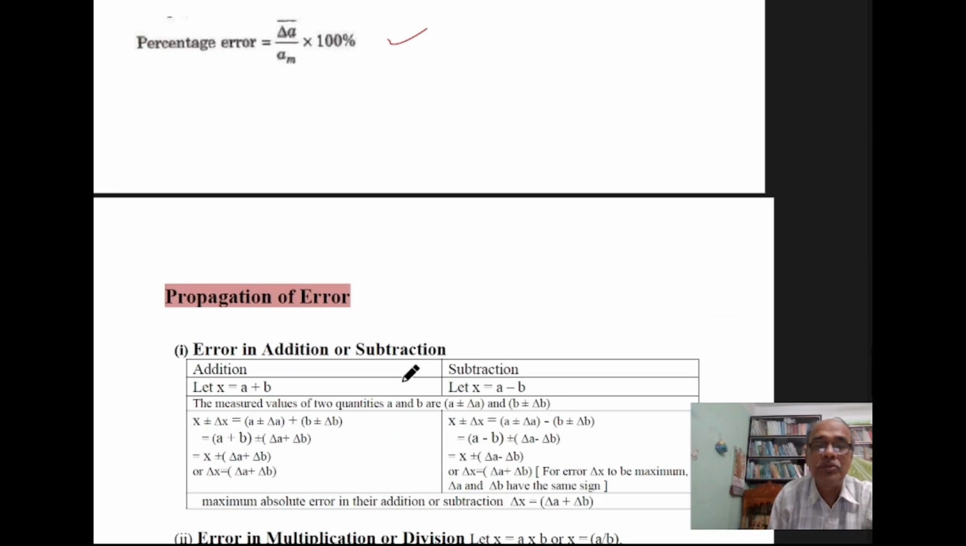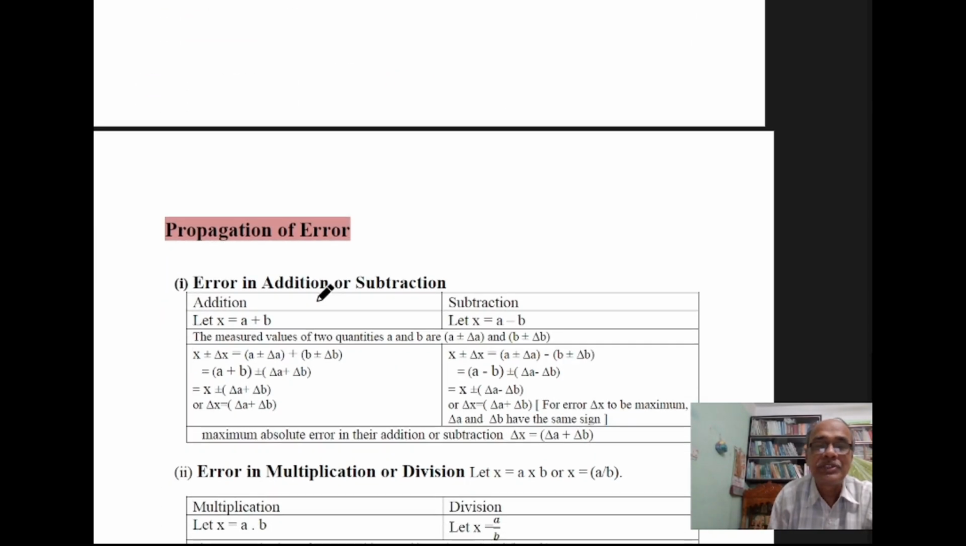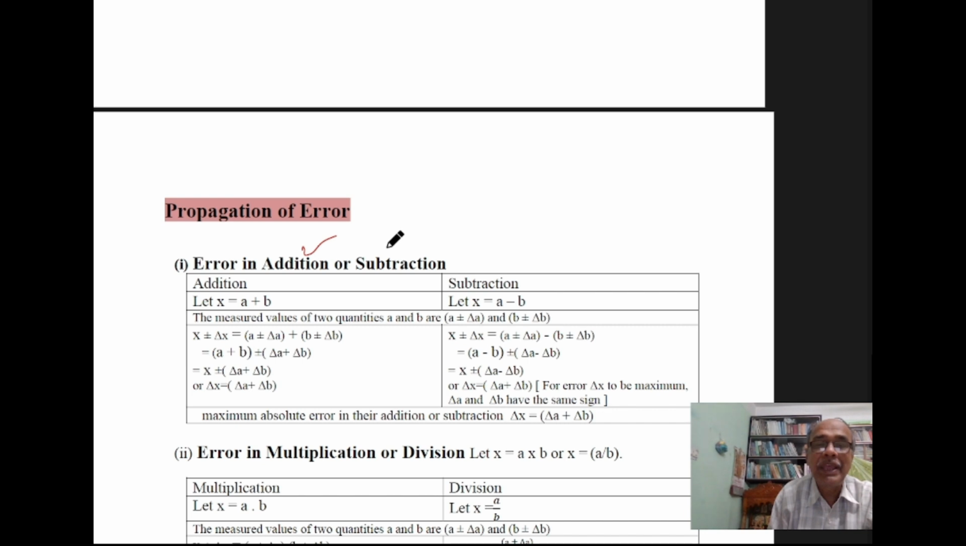Now we move to the propagation of error. Suppose this is for addition and subtraction. Suppose the output is some combination of two inputs, A and B, and if you measure the value of A, we get the error delta A, and for B, delta B. Then what will be the actual value of A plus minus delta A?